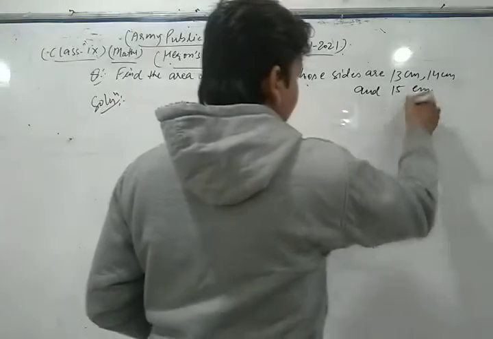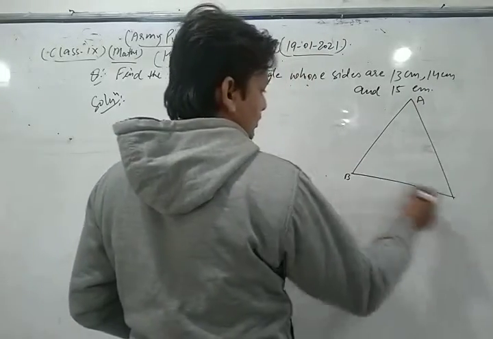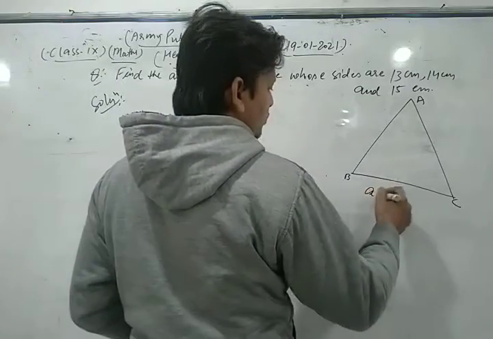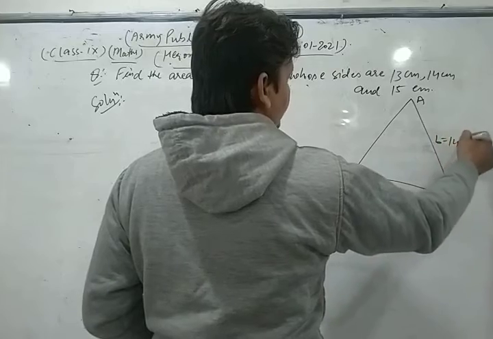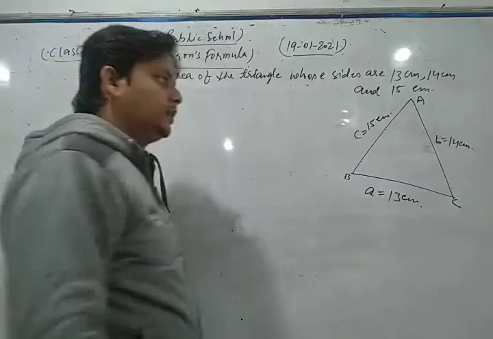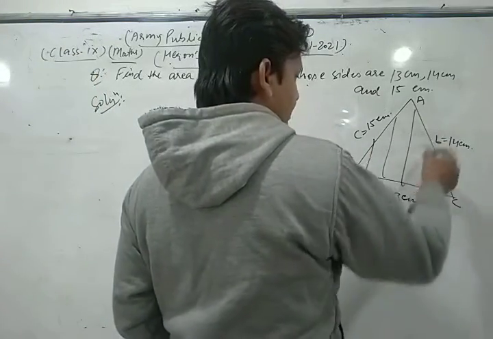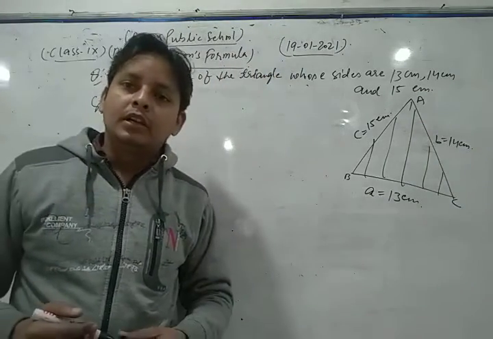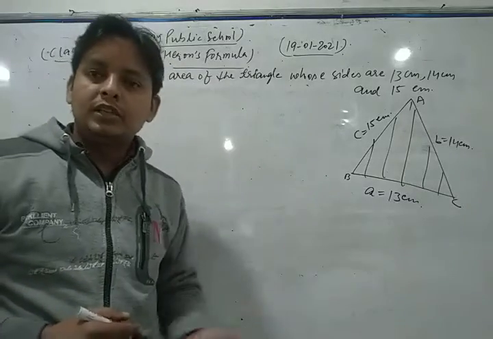Dear friends, suppose that this is the triangle ABC, in which side a is given as 13 centimeter, side b is 14 centimeter, and side c is 15 centimeter. We find the area bounded by that triangular figure, that is, the area of triangle ABC, by using Heron's formula.